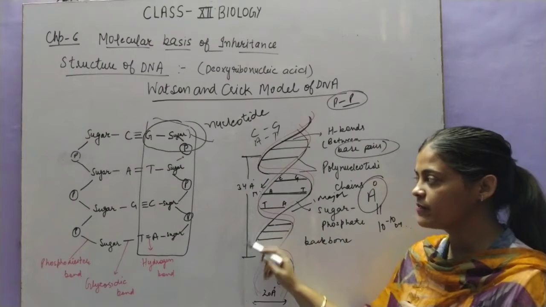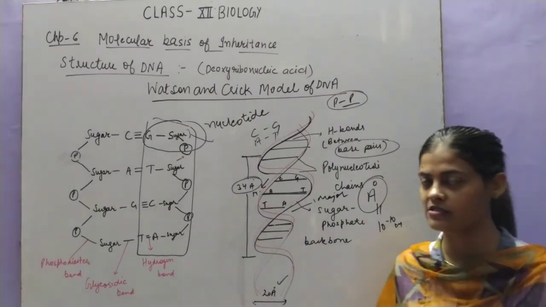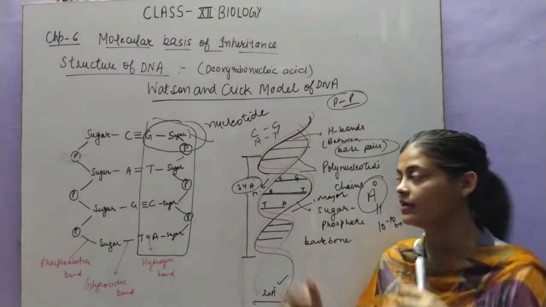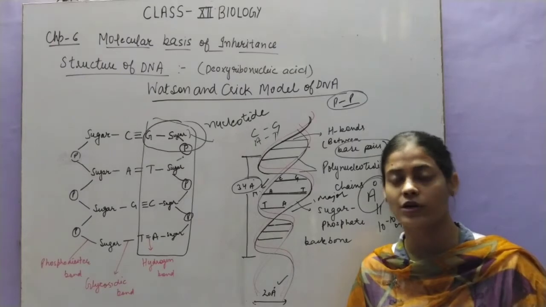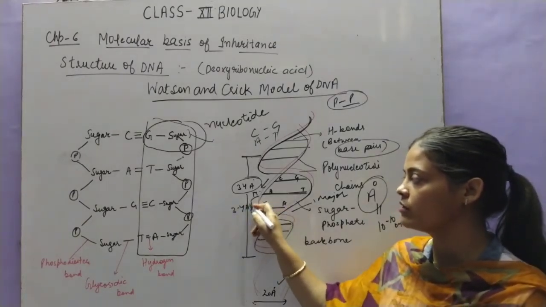And one complete spiral has a length of 34 angstrom, that is a fixed number. This complete spiral from this to this, एक spiral complete करने में कितना length है उसका 34 angstrom and distance between two base pairs is 3.4 angstrom.